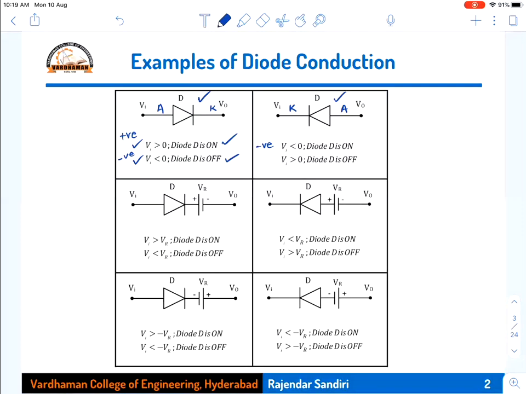Then that will be in the on state, and if positive voltage is applied to the cathode, then that will be the off state. So it is opposite to the first case. For positive voltages, if the diode is on in the forward direction, in the reverse direction, negative voltages it will be on.